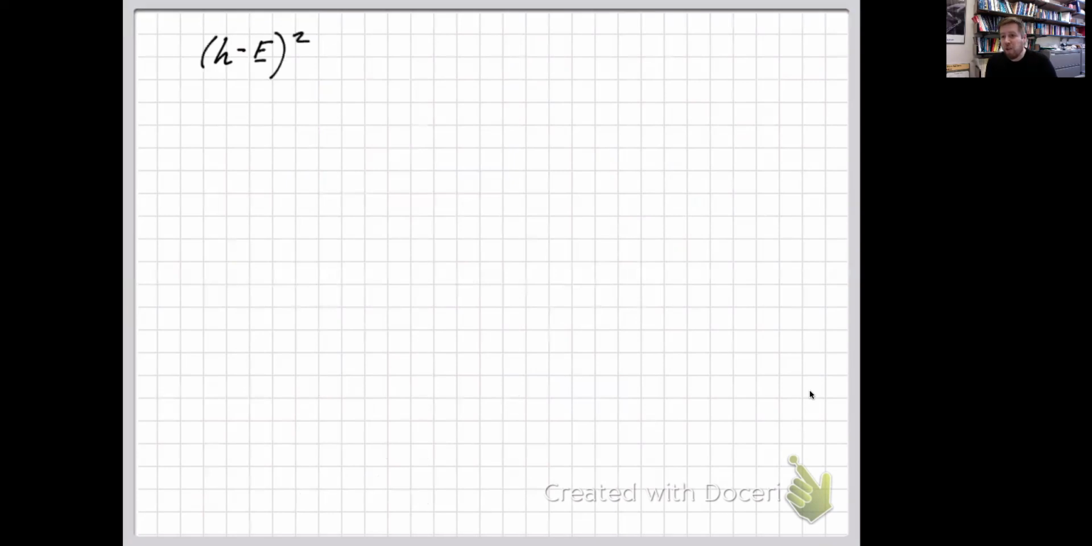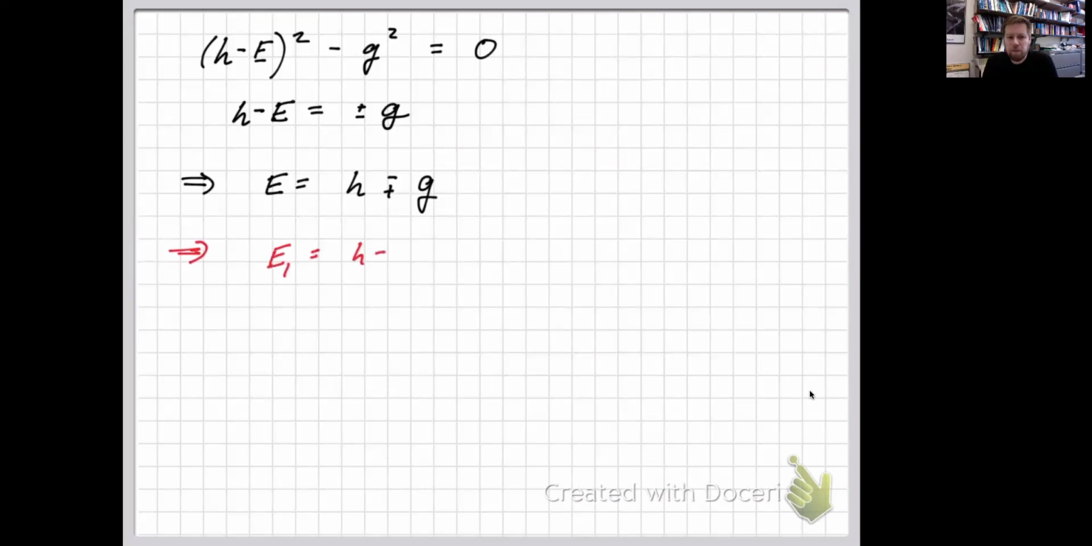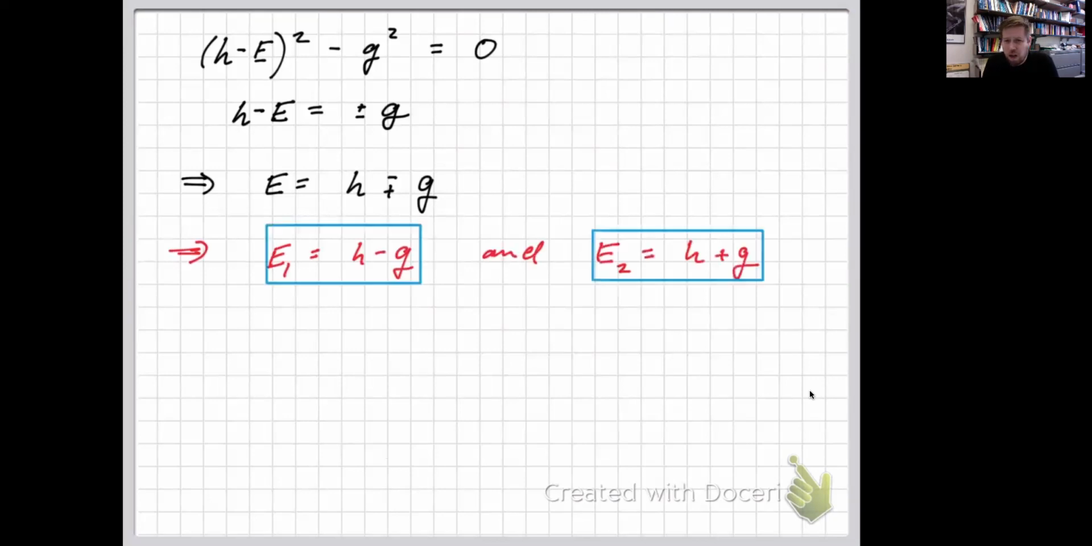Just to remind you how that's done, let's determine that determinant. It is (H minus E) times (H minus E), that's the diagonal, minus the off-diagonal entries multiplied together, G squared, equal to 0. I can solve that easily. H minus E equals plus or minus G, therefore E equals H plus or minus G. I get two states: one is H minus G, and the other is H plus G. Those are my two eigenvalues.